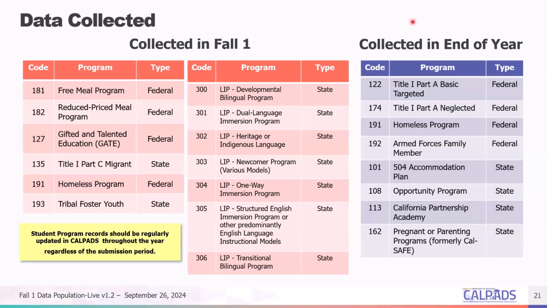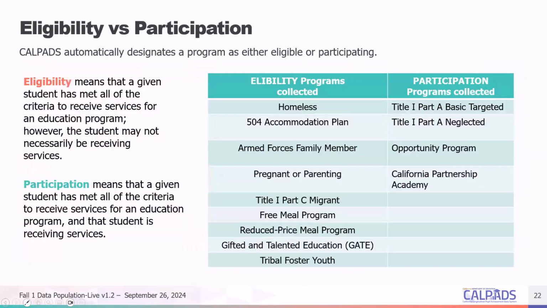Other programs that students may be participating in will not show up until you see them in your end of year reports or your EOY reports, even if you submit that data now. And this includes the Title I Part A program, Armed Forces, Pregnant or Parenting, and so on. You may notice that homeless programs using code 191 appear in both Fall 1 and in end of year. And this means the information will be contained in reports in both data collections.